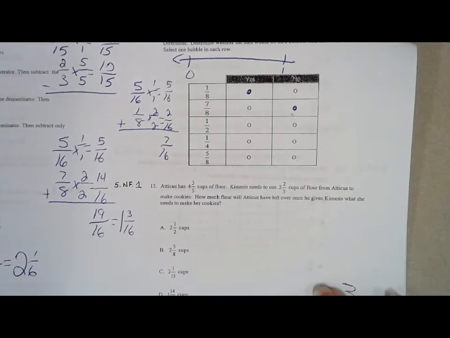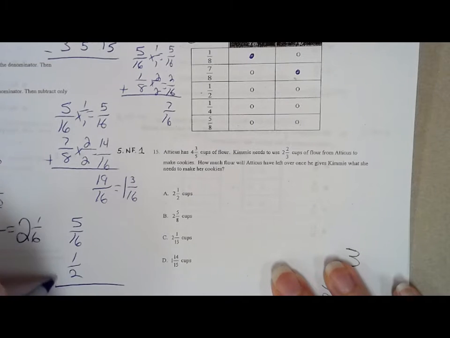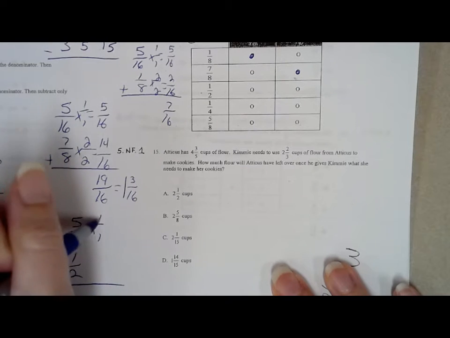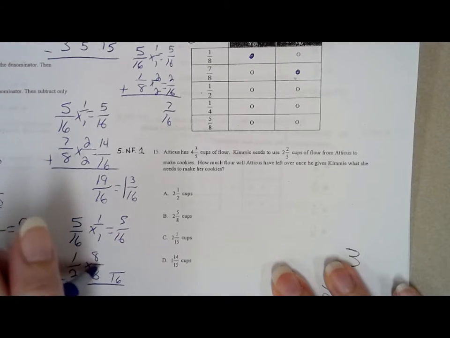Now we're going to add 5 sixteenths to 1/2. Our common denominator is going to be 16, so this one stays the same. And this one changes to 8 sixteenths.